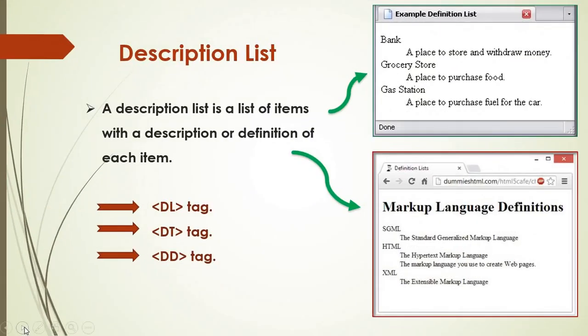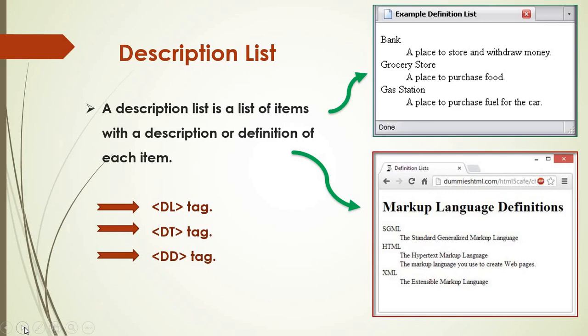Dear students, next we will see what is a description list, and how a description list is created in HTML. A description list is a list of items, with a description or definition of each item. The description list is created using the DL element.